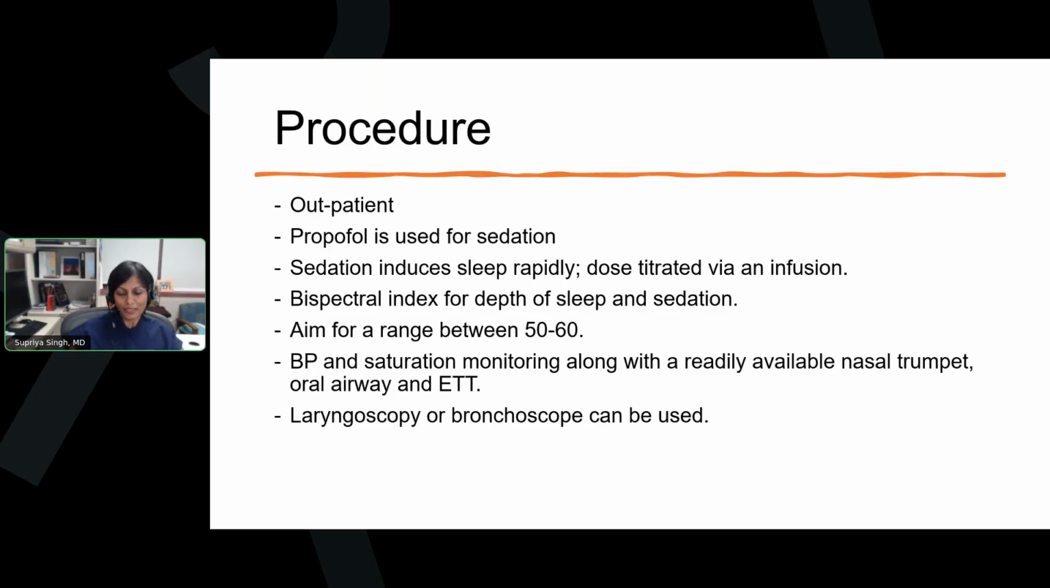And alongside that, we are definitely monitoring their blood pressure and their saturation. We are ready in case there is a respiratory failure. We have our nasal trumpet, our oral airway, and the ET tube ready as well. As a pulmonologist, we tend to use a bronchoscope and not a laryngoscope because many of our patients tend to have COPD or other respiratory issues where we need to suction the airway. And that's the reason a bronchoscope is more handy, unlike a laryngoscope, which doesn't have a suction channel.